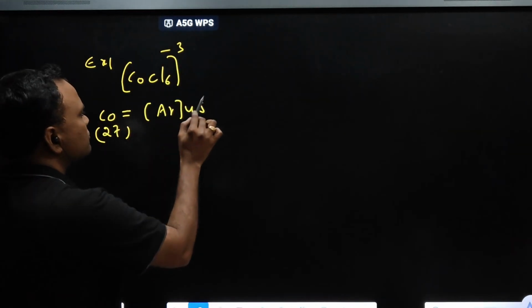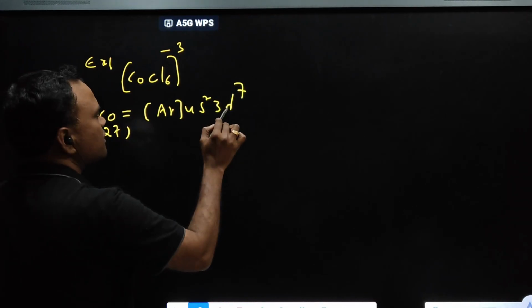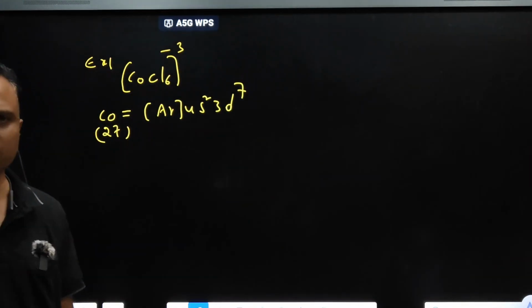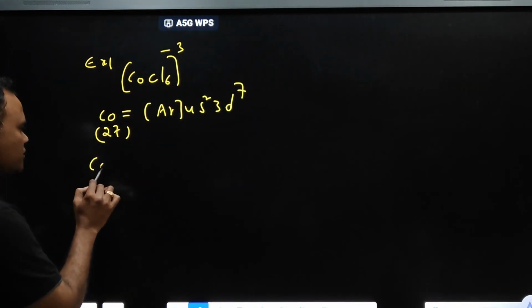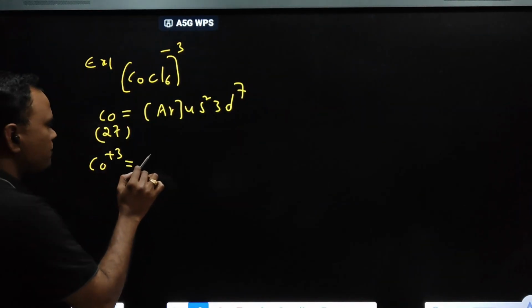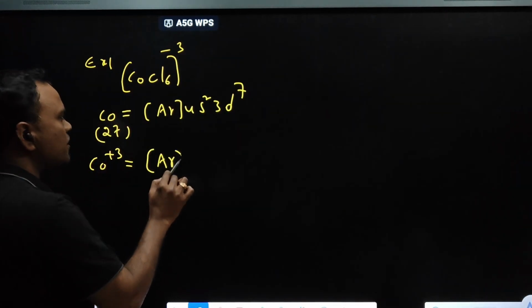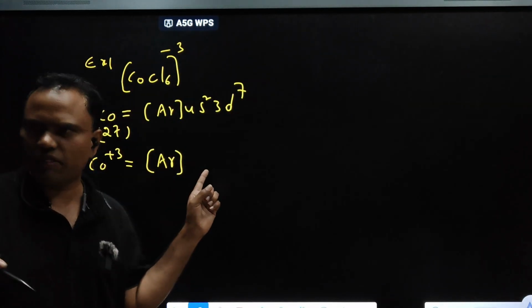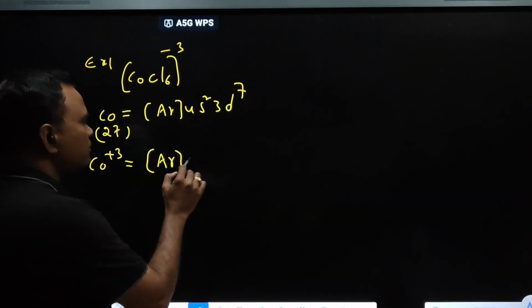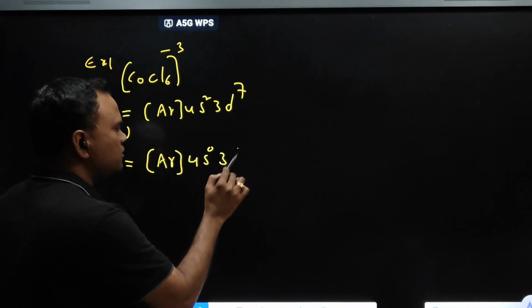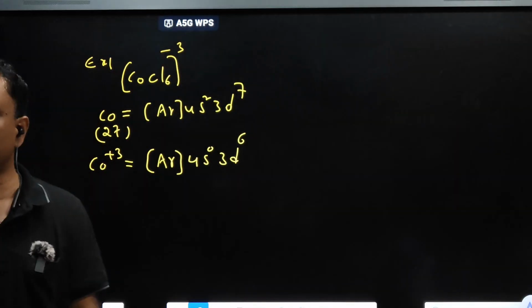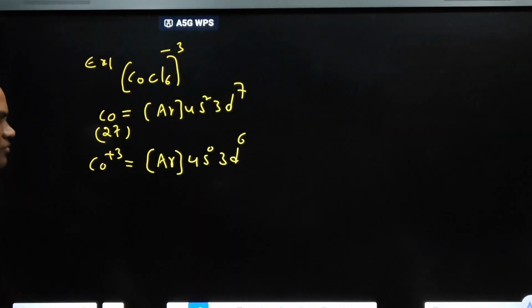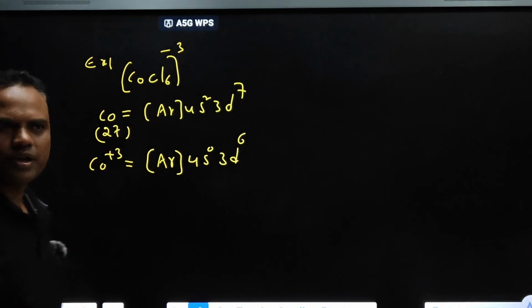Argon 4s2 3d7, because atomic number is 27. Oxidation state is +3. How many electrons do we have to remove? 3. 2 from the s orbital and 1 from the d orbital. So 4s0 3d6. Next, pairing.